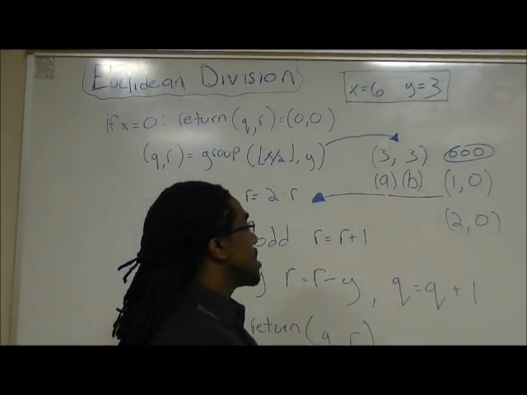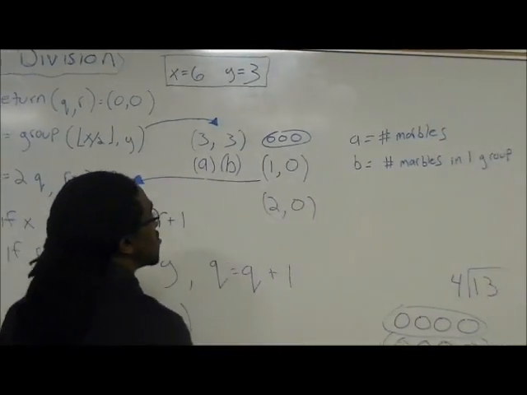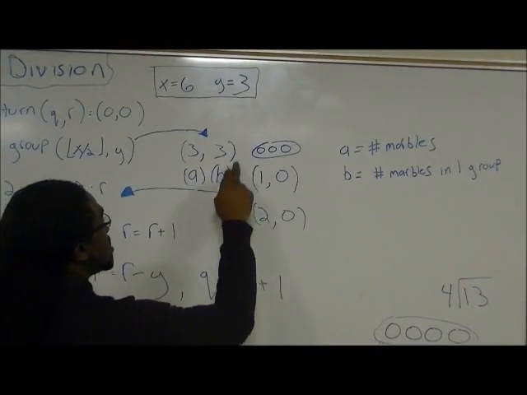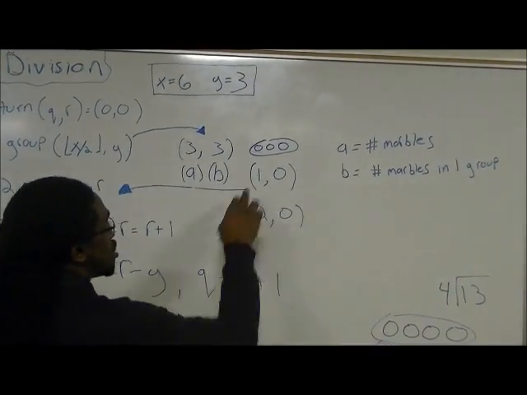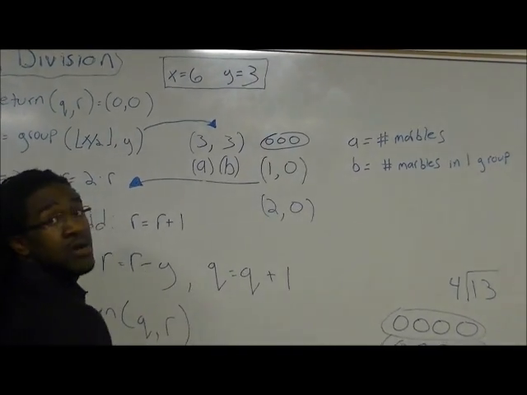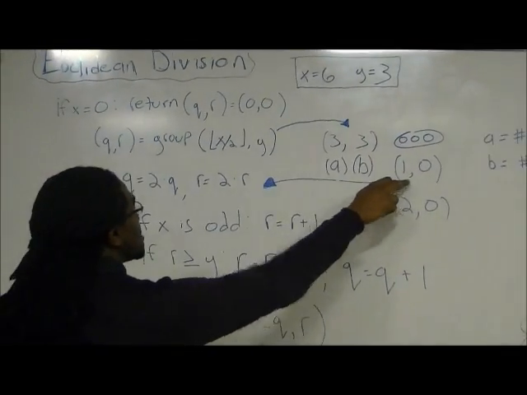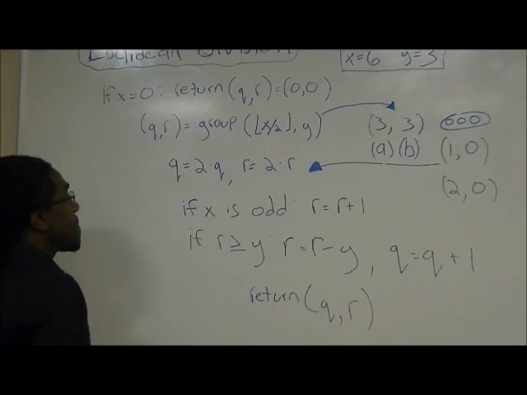Think of the grouping function as sorting a bag of marbles. Let's say I have A, 3 marbles. I want to group them into B groups of 3. So here I have 1, 2, 3 marbles in one group of 3 with a remainder of 0. So I'll then apply these numbers to the following two functions.